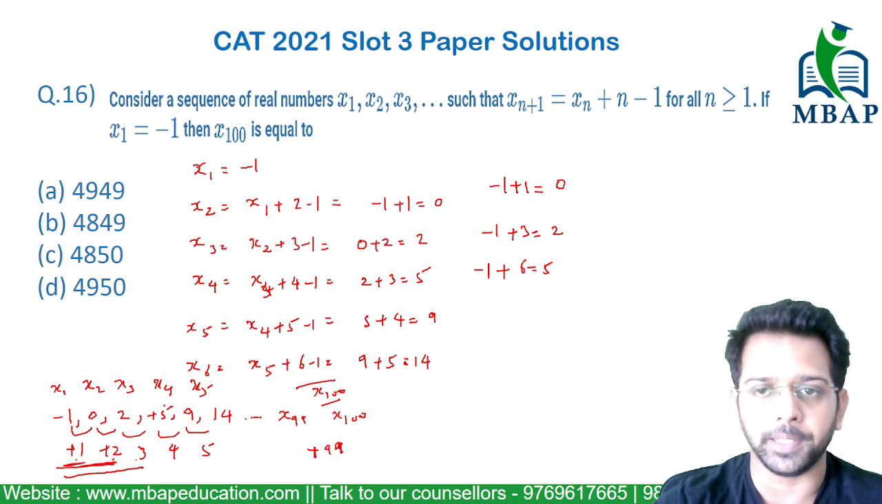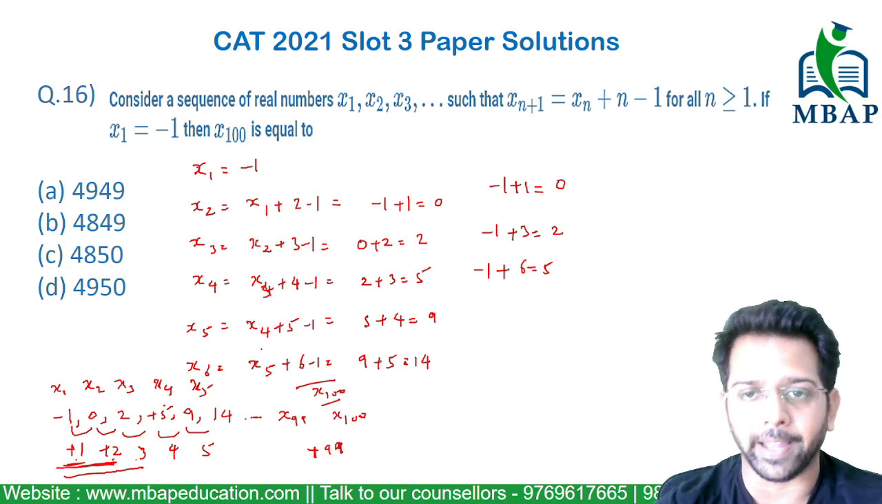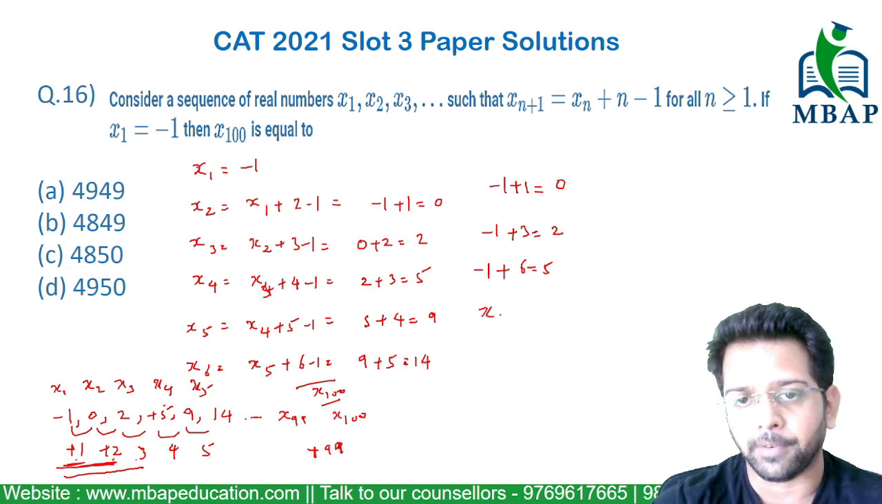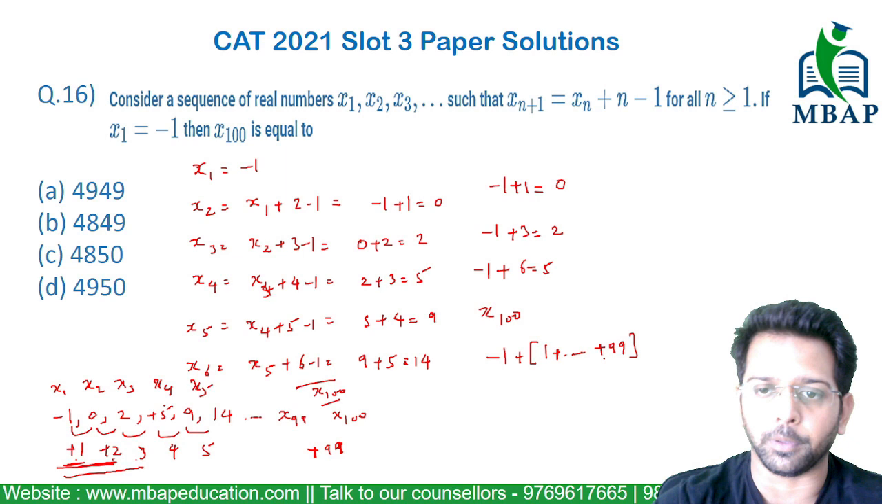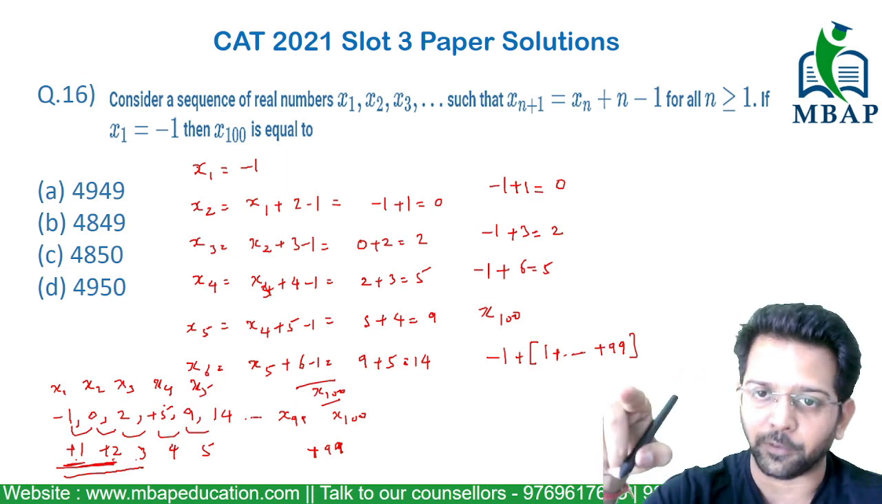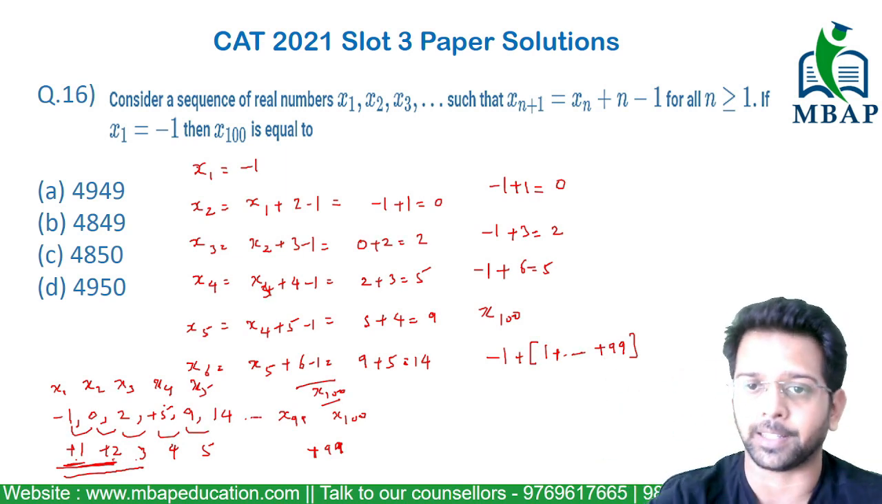That's what you're getting. Which means if I have to find the value of x100, I repeat, if I have to find the value of x100, take the first term which is minus 1 and add all the common differences right from 1 till 99, because 99 will be the last term. 99 will certainly be the last term. This is the value of x100 here.